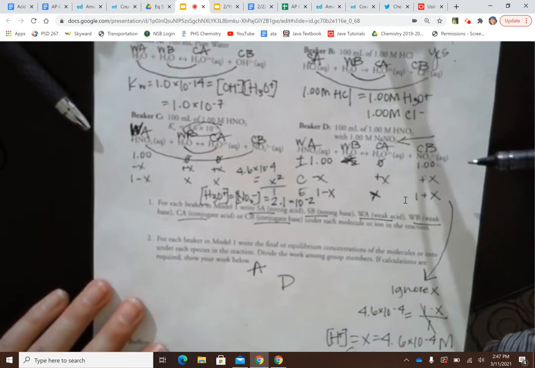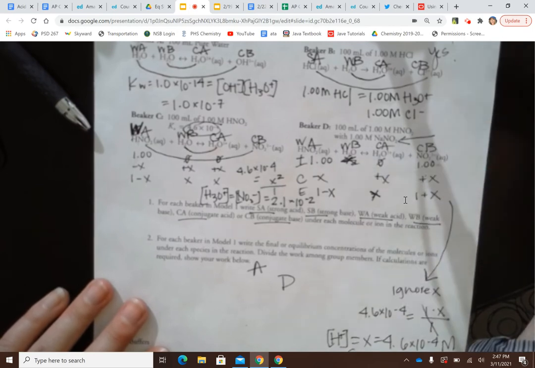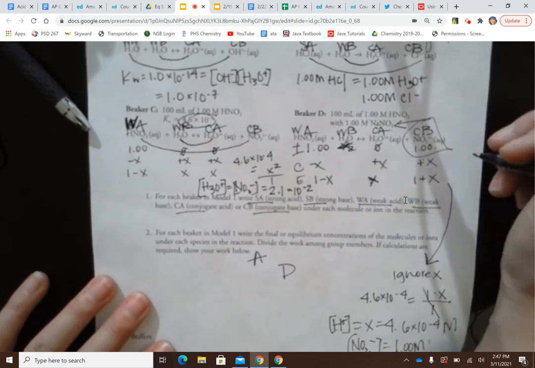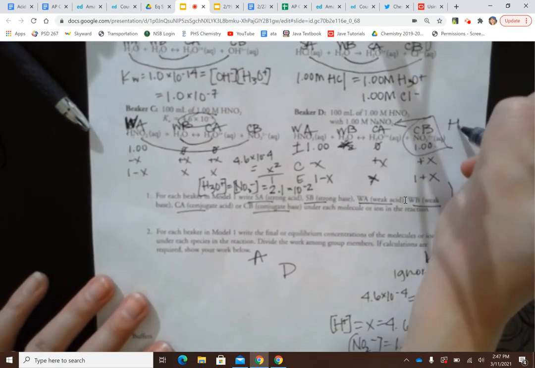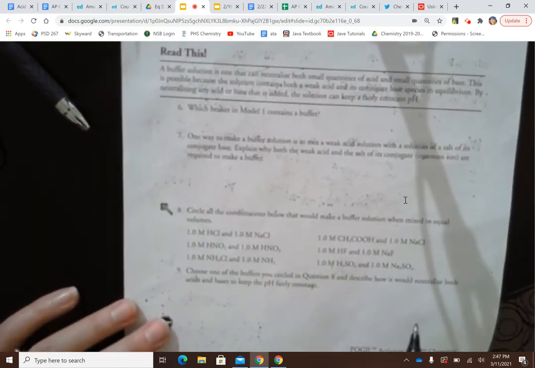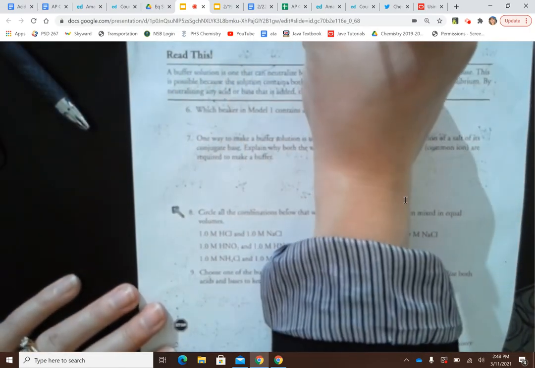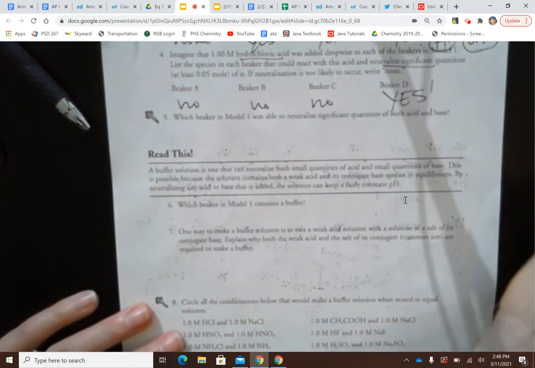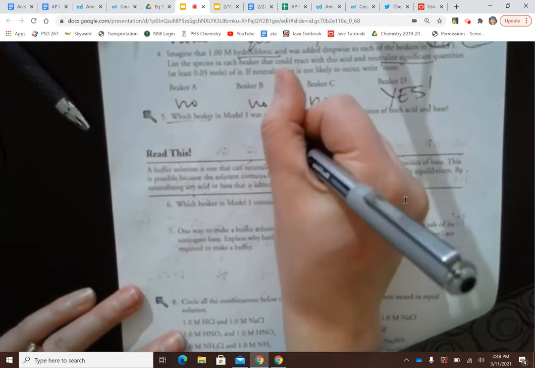Now, how about here? We need to do at least 0.05 mole. Here, we have a whole bunch of this conjugate base that will take that H plus. So no, no, no, yes. Okay, so only beaker D.